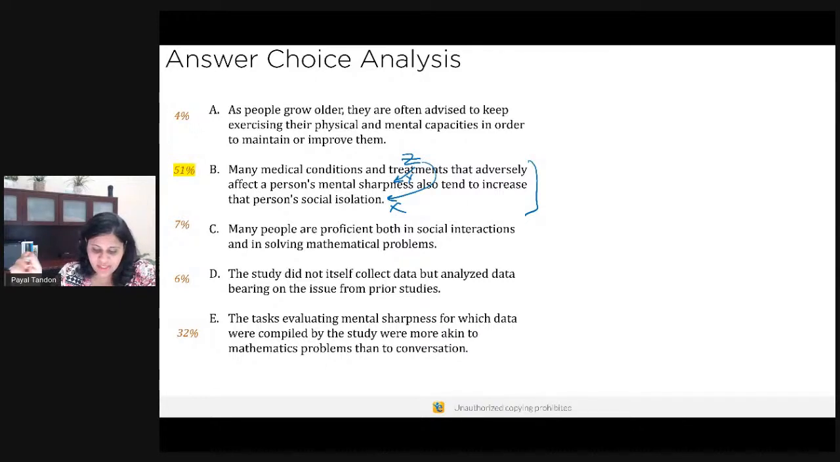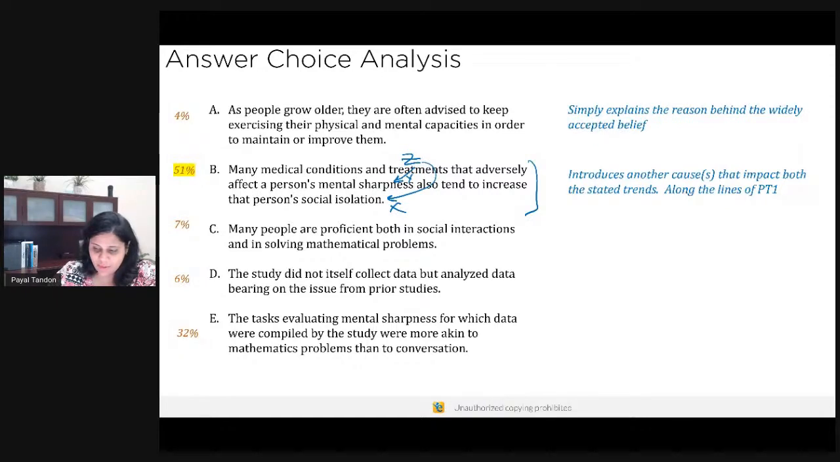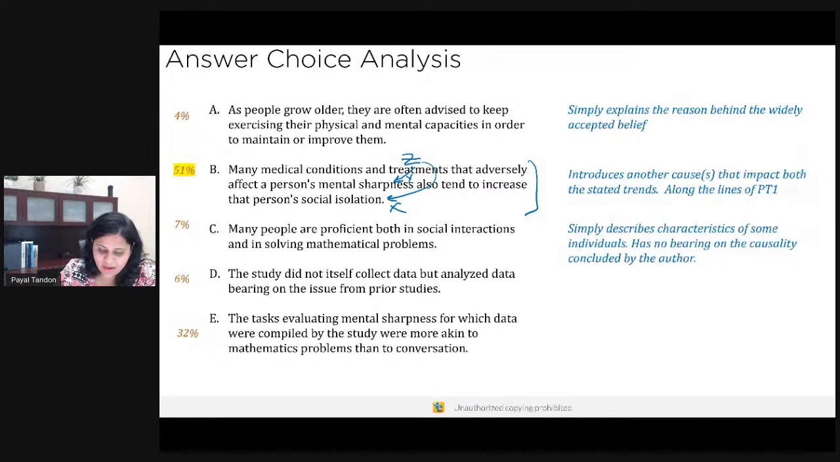Now let's look at choice C. A couple of you selected choice C. Many people are proficient both in social interactions and in solving mathematical problems. Over here, this is simply describing characteristics of many people, that there are people who are proficient in both social interactions and analytical problems, right? But it's not saying anything about the causality that the author is concluding. So this choice is playing on you simply staying on the surface of the passage and not going deep into what the author is saying. So people who selected choice C, you fell into that trap. For you, I would say you haven't understood the passage really well. That's why you selected choice C.